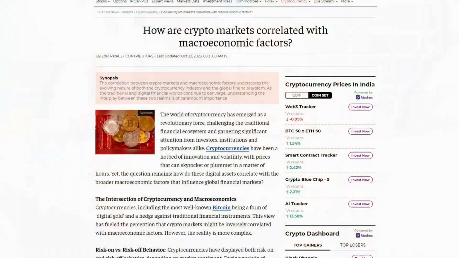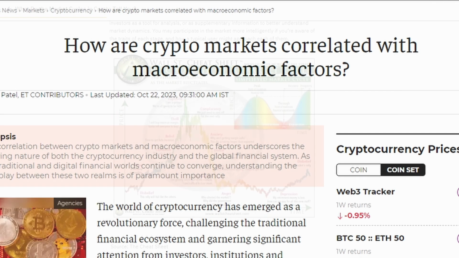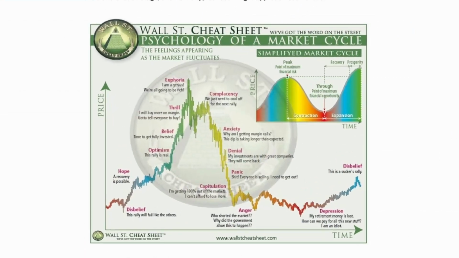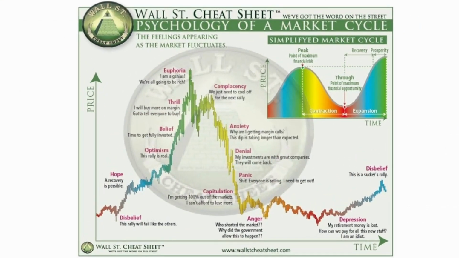Remember your investment time horizon. How long are you going to hold this? The macroeconomic conditions that are going to affect these decisions. So always remember that when choosing these pairs.